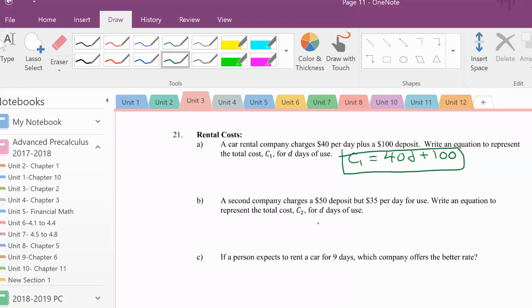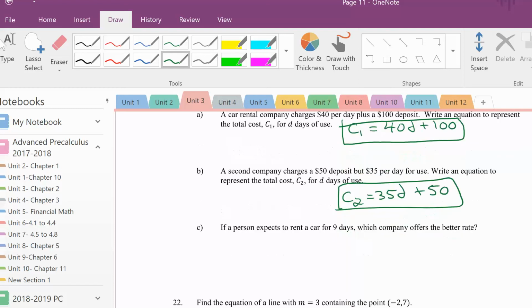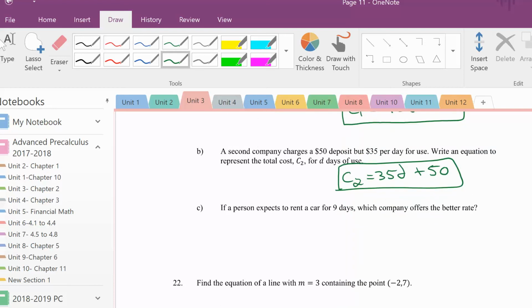A second company charges $50 deposit, but $35 per day for use. So write an equation to represent the total cost C2 for D days in use. So C2 is equal to $35 a day plus $50 for your deposit. If a person rents the car for 9 days, which company offers a better rate?